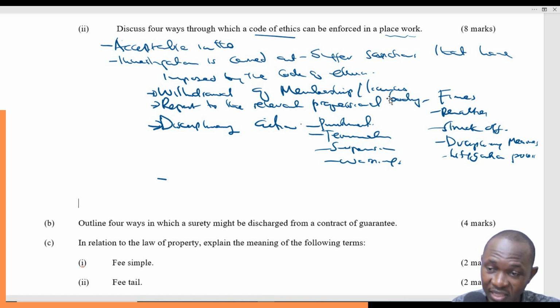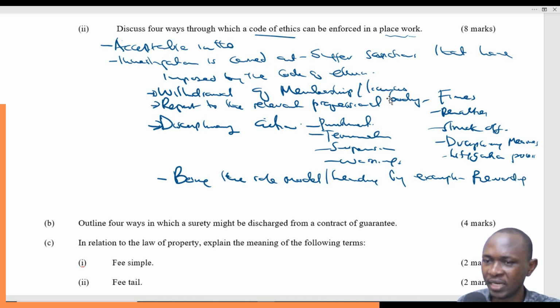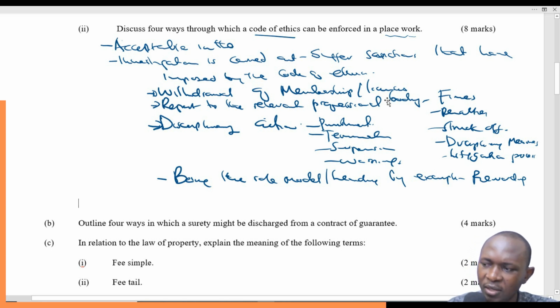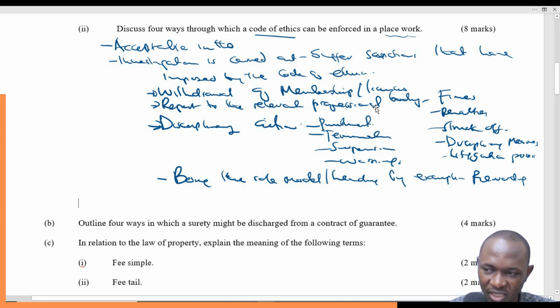And we can enforce the code of ethics by being role models, that is, leading by example. And this one also calls for rewarding whenever there's a chance for rewarding good behavior, ethical conduct, or adherence to the set standards. Then you can always reward, which is a good thing. It's a way of enforcing the code of ethics, because somebody will now feel that by doing something good or by living according to the set code of ethics, he is likely to be rewarded. And by doing that, we will be generally enforcing the code of conduct.